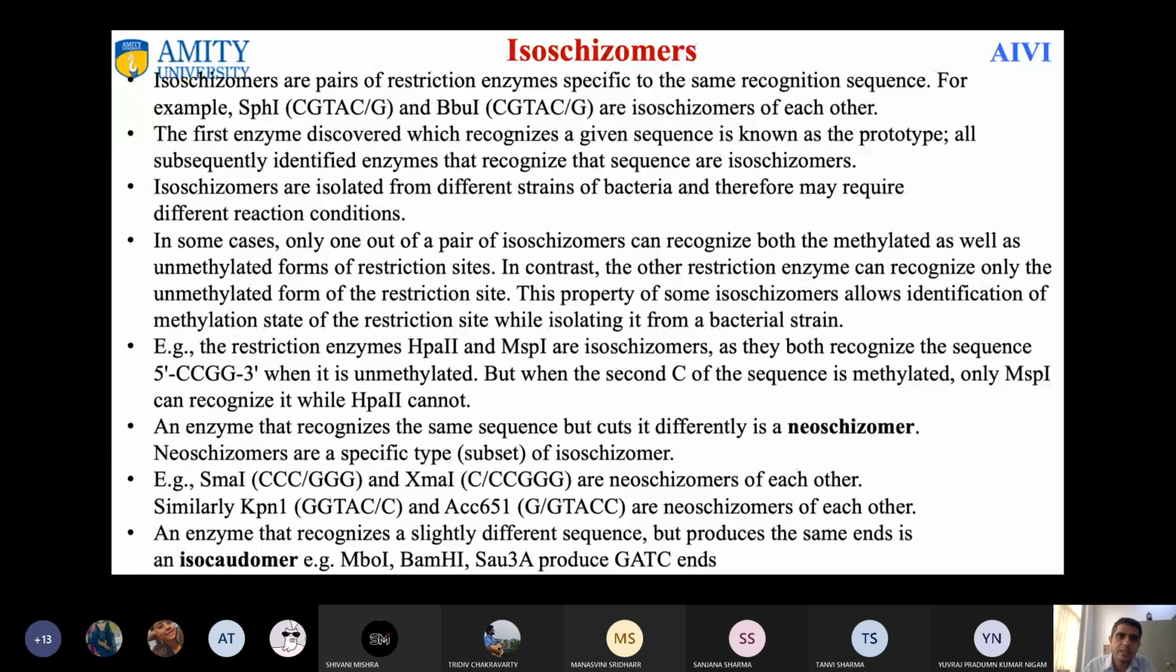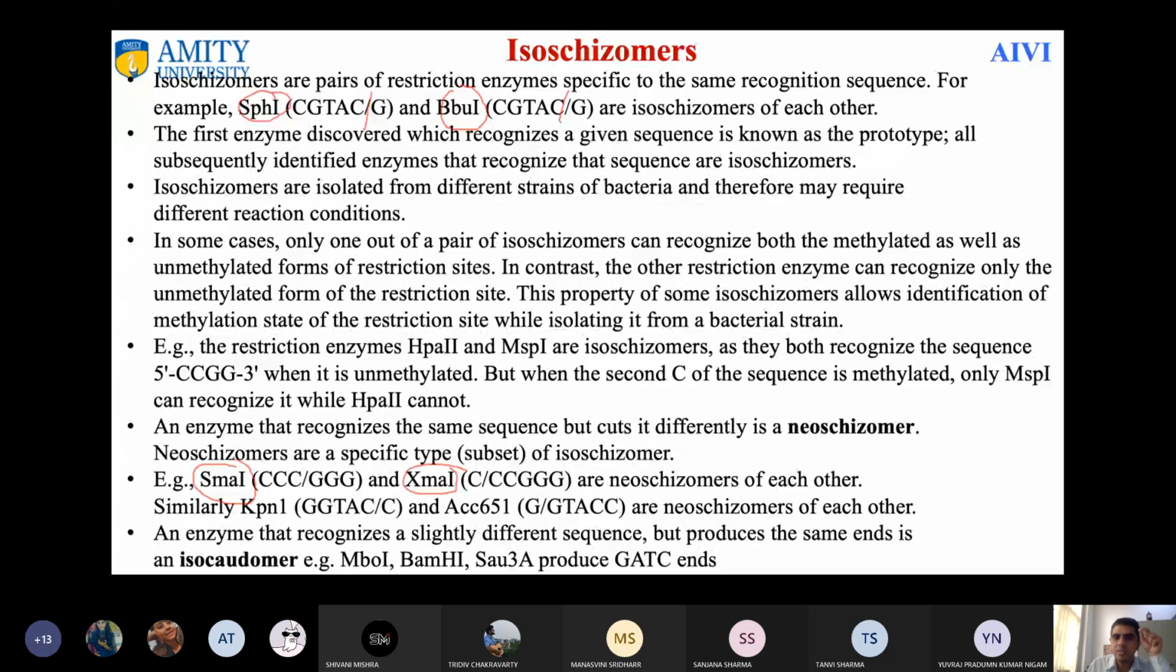So in this case, this enzyme and this enzyme both are producing cut at the same location, that is this one and this one. So then we call them isocaudomers. Another one, the enzyme that will have the same sequence, that means the sequence is going to be the same, but the location in which they are going to produce the cut is going to be different.